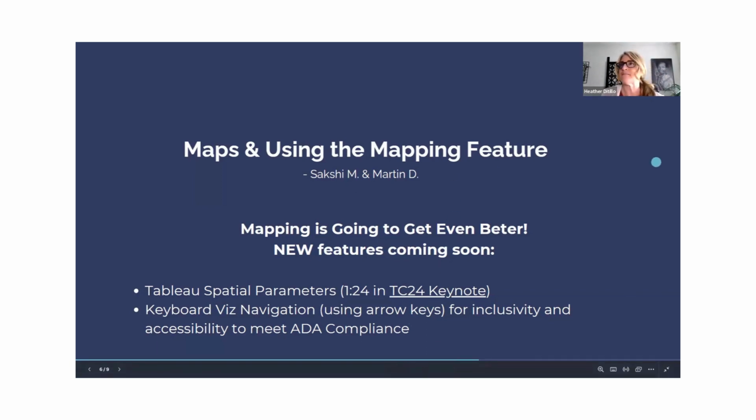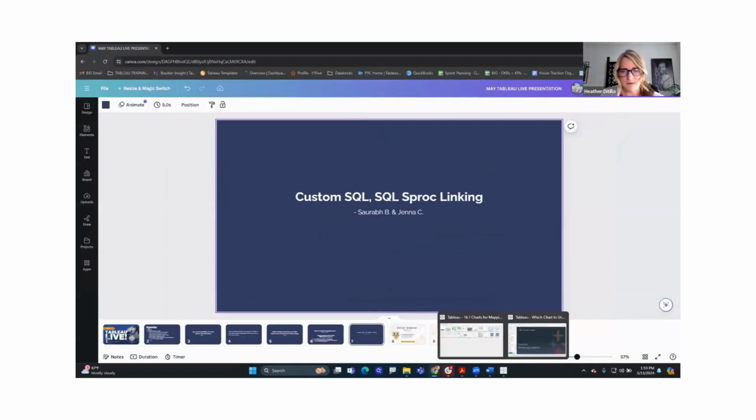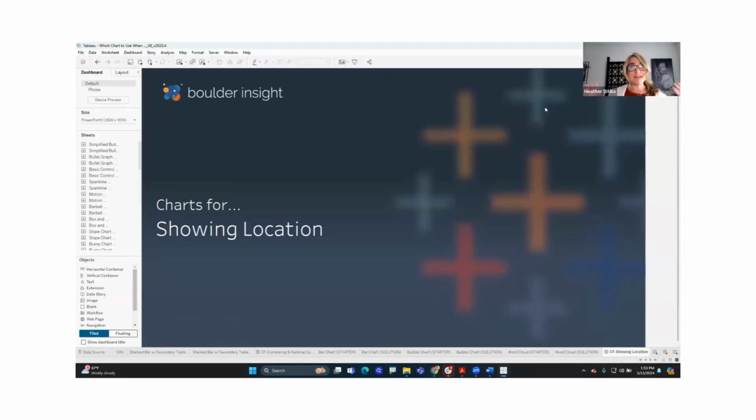But let me stop sharing this, and I'll pull open one of our workbooks around showing location. So maps are awesome, and maps are also limited. Everybody understands a map, so that's one great thing: if you want to show location, you want to use a map. But if you want to compare items, you don't want to use a map. If you want to rank things or know what's greater than others, maps are limited in what they can do.